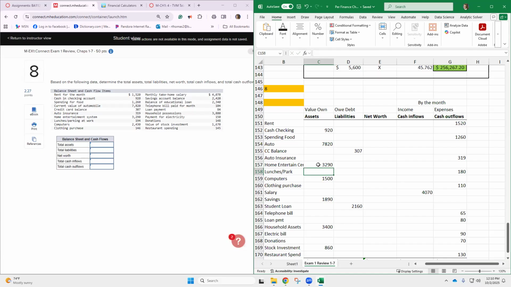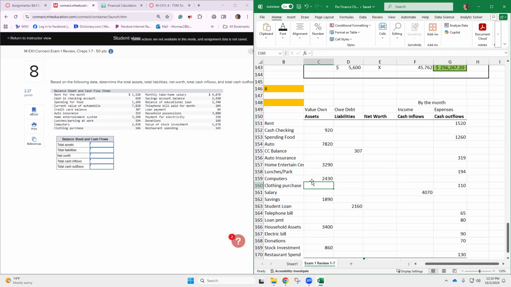Lunches. Lunches would be considered by the month. Parking at work, $194. The computer that you own. Okay, it has a value that you could probably turn around and sell for cash if you had to.